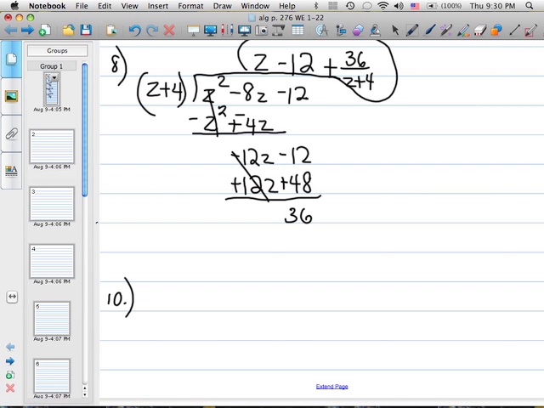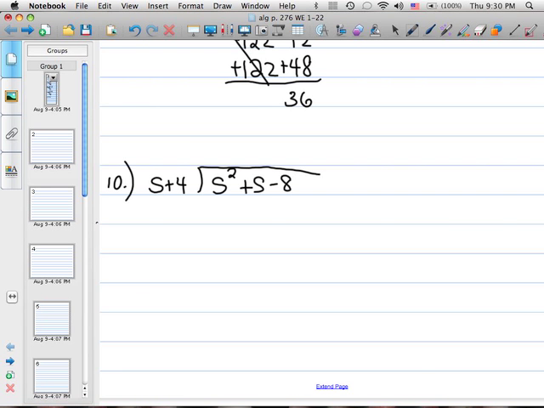Problem number 10, we have s plus 4. And our dividend, if you look at the numerator, it says s plus s squared minus 8. It's not in decreasing order, so we need to set it up that way. So s squared should be first, plus the s, minus the 8. To get s to be s squared, we need to multiply by s, put it above the s. Multiply that binomial, we get s squared plus 4s.